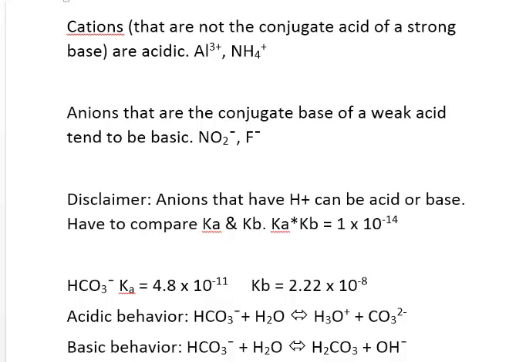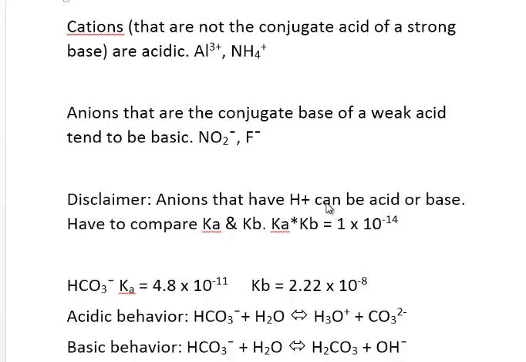Now, bicarbonate can also act as a base because it's an anion and accept a proton. And when it accepts a proton, it will form carbonic acid and hydroxide. The Kb for this process is 2.2 times 10 to the negative 8. So when I compare the two equilibrium values, I see that the Kb is much larger by about 3 orders of magnitude than the Ka. So this is the equilibrium behavior that is going to dominate with bicarbonate acting as a base.